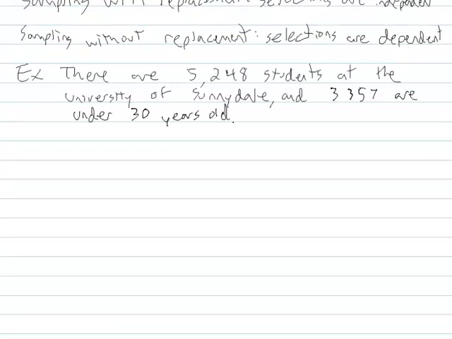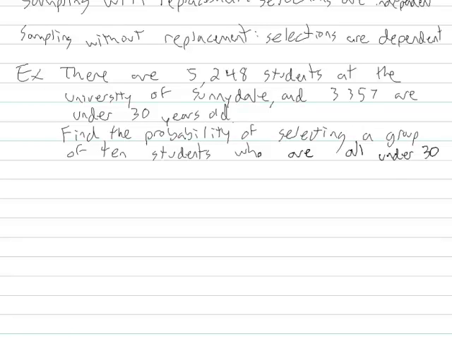Suppose there are 5,248 students at the University of Sunnydale, and 3,357 of those students are under 30 years old. Find the probability of selecting a group of 10 students who are all under 30. Suppose I'm trying to get a representative sample of these students, and I get 10 of them. What's the likelihood that all 10 of the students I select are under 30 years old?